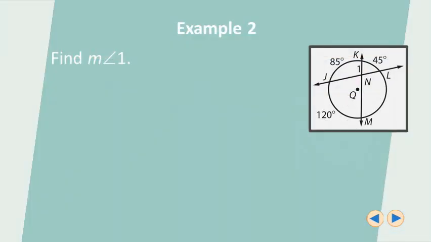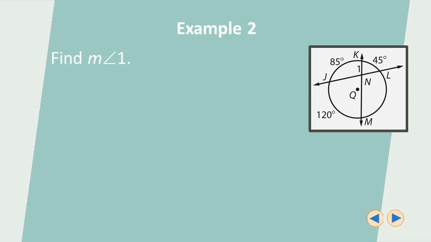So they want us to find the measure of angle 1. If you remember your theorem, what do you have to do to find this? I have to find the average between arc KJ and arc LM, okay? And of course, what I'm missing here is I don't know arc LM. So how do I find the measure of arc LM?